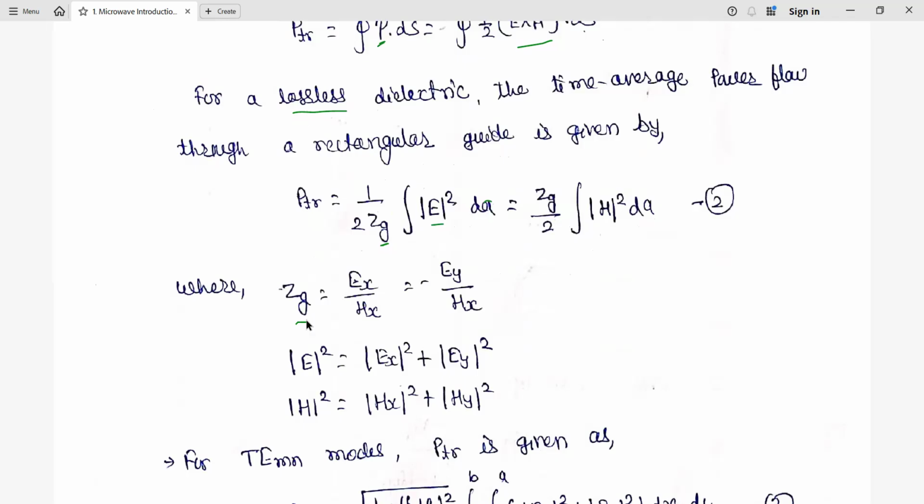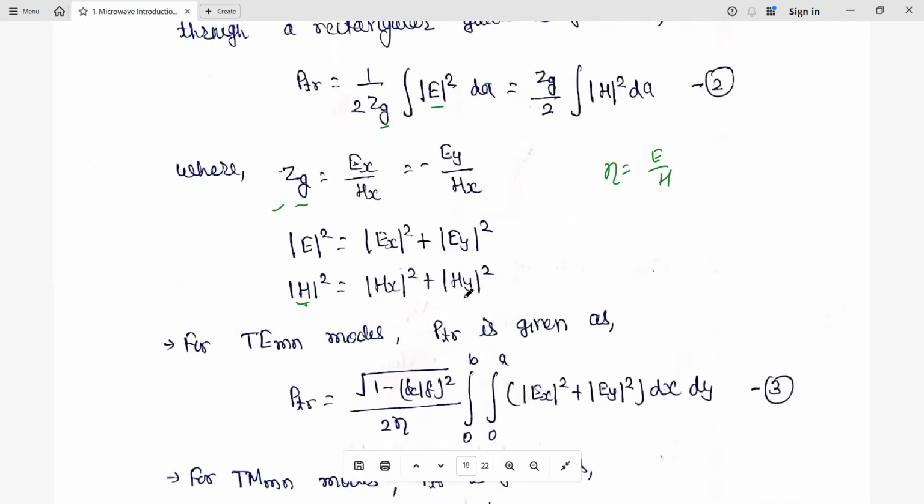What is ZG here? It is Ex by Hy, or in case of the y components, minus Ey by Hx. Like in general, when we talk about intrinsic impedance, we have the ratio of E by H on the basis of a similar concept; this ratio we have for this waveguide. So modulus of E square is modulus of Ex square plus modulus of Ey square. Similarly, modulus of H square is modulus of Hx square plus modulus of Hy square.